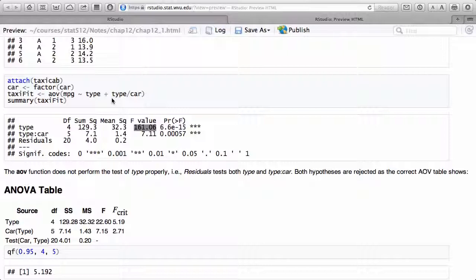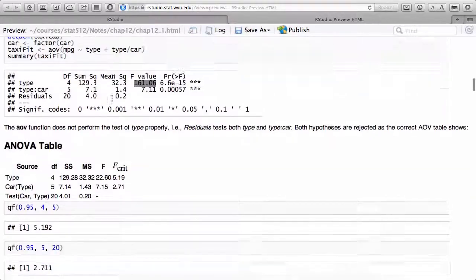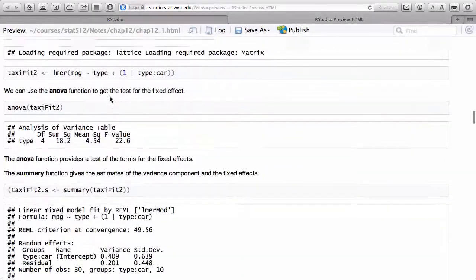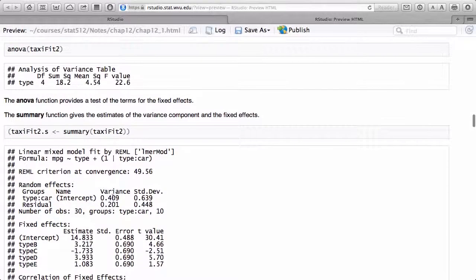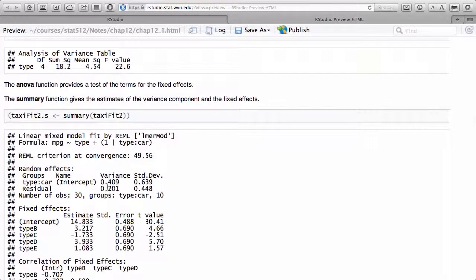To correct it, again, you can use lme4, this package, and that will allow us to get the correct test here. But also, notice here, if I now do a summary of that fit, it gives a breakdown of both the random effects and the fixed effects. And notice for the random effects, it gives the variance components. And so the 0.409 and the 0.201 right here are directly computed for you.